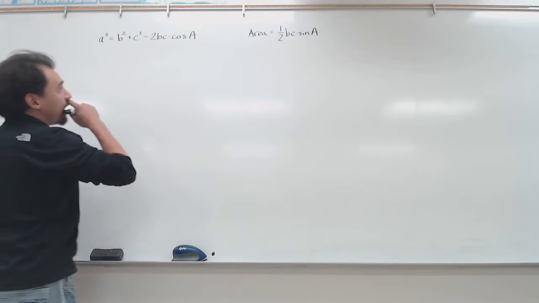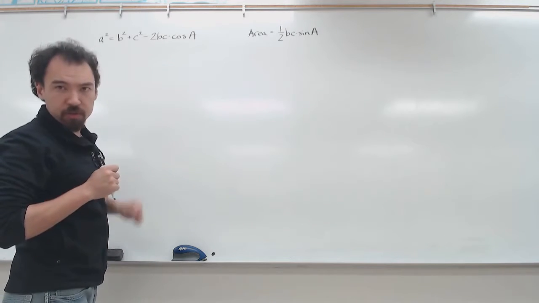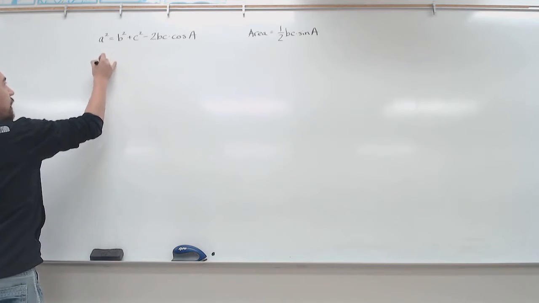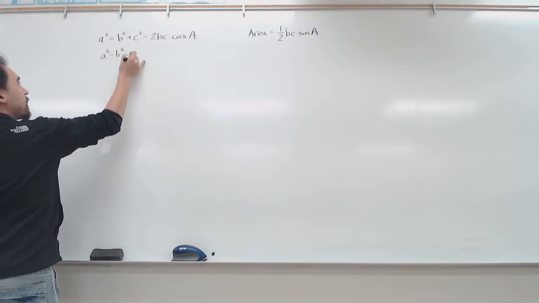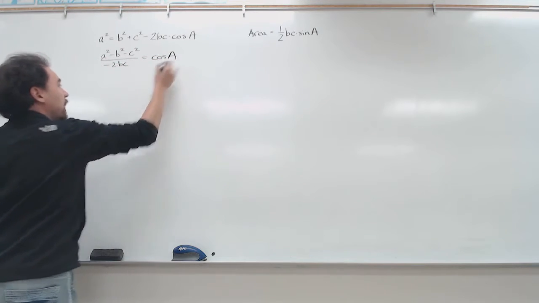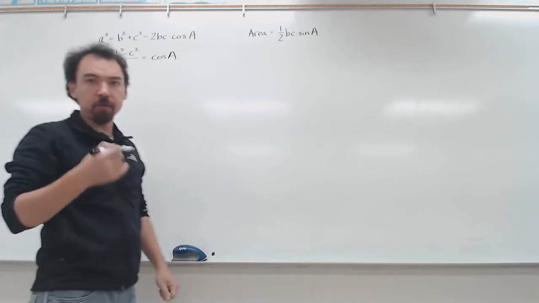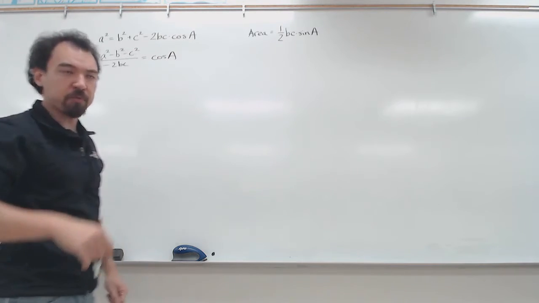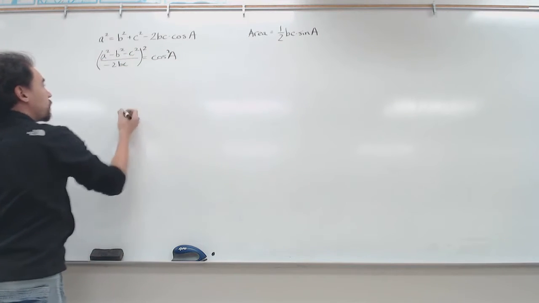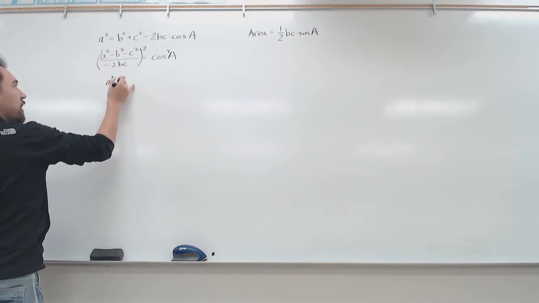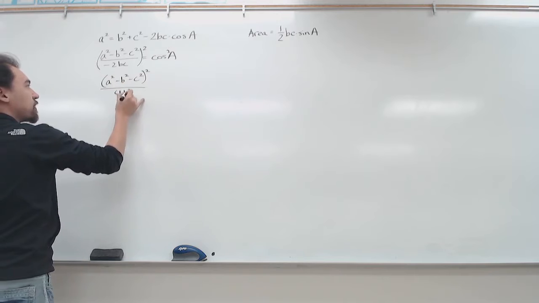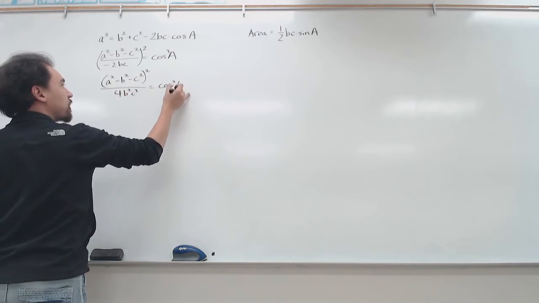So, my goal is to combine these two equations so there's no angle and only sides. I have an idea. I'm going to take a squared minus b squared minus c squared all over negative 2bc is equal to cosine of A. And I'm going to say cosine of A and sine of A are related by cosine squared plus sine squared equals 1. Okay, so I'm going to square both of this, which means this is a squared minus b squared minus c squared all squared over 4b squared c squared is equal to cosine squared of A.